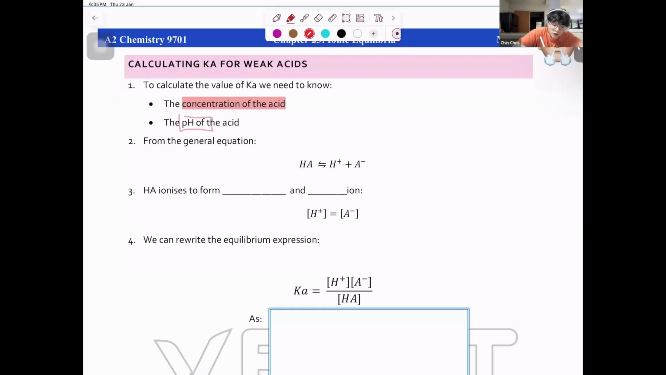Let's look at the general equation of a weak acid dissociation. The general equation is always HA. When it dissociates, it turns into H plus and A minus. For example, if I have 1 mole of HA and 0.05 mole of H plus is produced, A minus is also 0.05. The reason is that your H plus and A minus are always in a 1-to-1 ratio, correct?